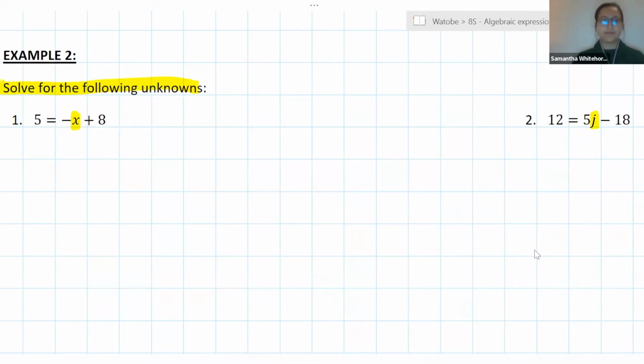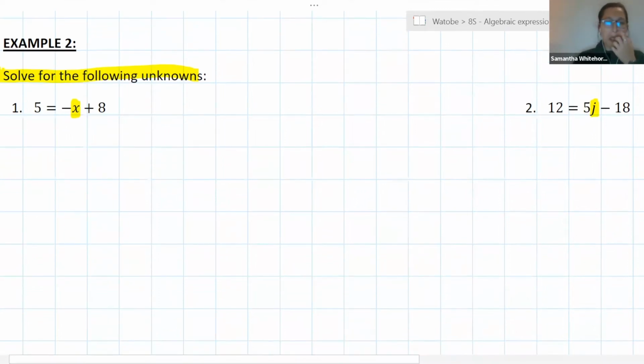Let's go, my people. Let's do this. Okay, remember those inverse operations. Remember when there's a negative, just be careful of your signs.